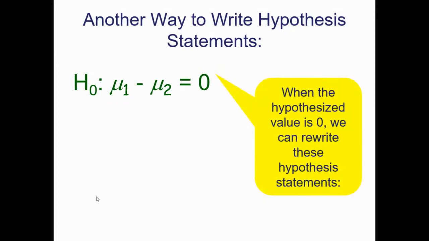Now, if our hypothesized value was zero, we could actually rewrite these hypotheses. But since you'll have a blank space to do this, what I would recommend is you creating two columns. On my slide, it's not going to do it. The old is going to fade away to the new. But all we're really doing, if mu1 minus mu2 equals zero, is moving this around algebraically. This would just give you mu1 equals mu2. This is another way you could write the null. mu1 equals mu2.